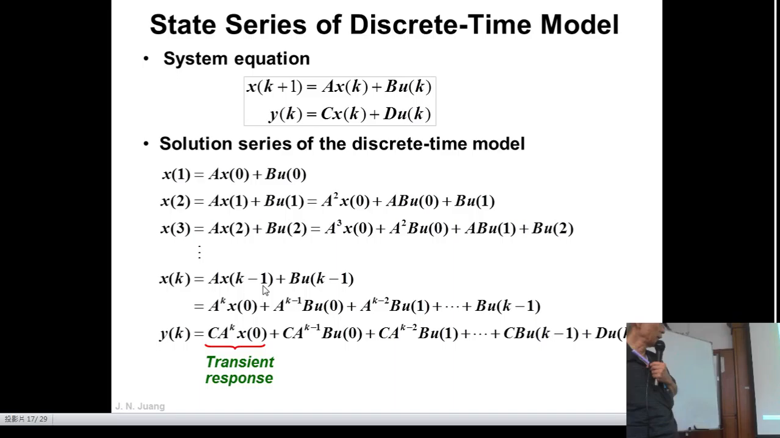xk equals A xk minus 1 plus B uk minus 1. Then you have A to the k times x0 plus A to the k minus 1 times B u0 and so on. You have now no state involved here. You have input, all input, all input, all input, but no state. But this is initial state. All right, and so on. All right, look at this. This is what we call transient response.